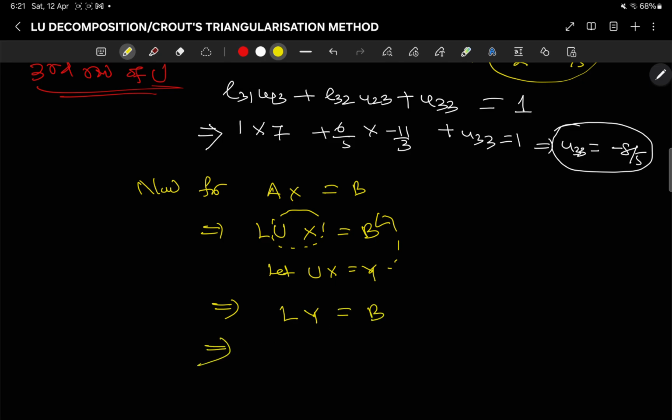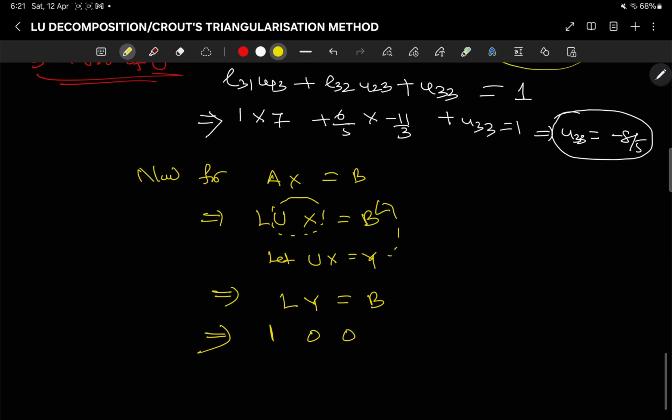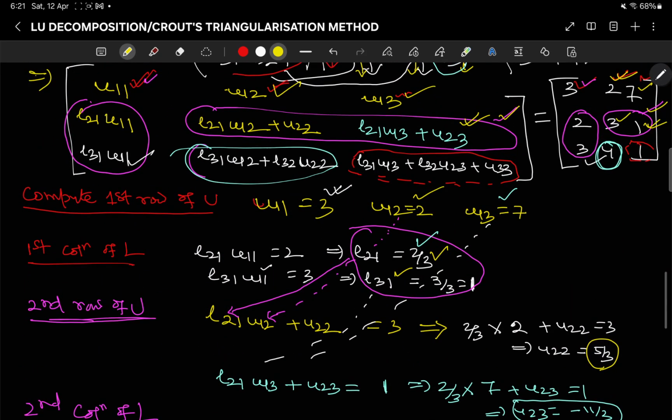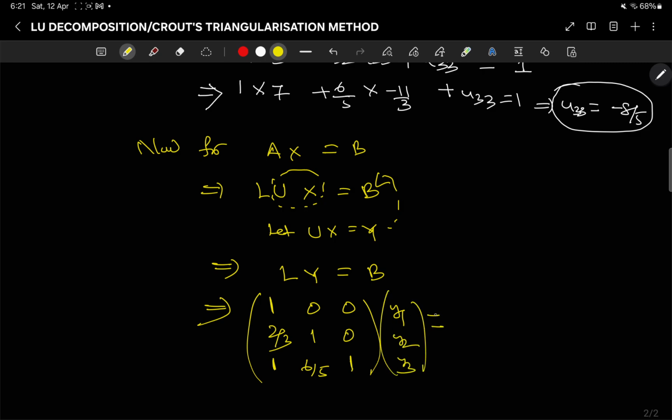So I have my L, I substitute the value of L here, it is 1 0 0. The value of L21 we calculated, 2 by 3. Then it is here 1, it is here 0. Then L31 I write, L32 is my 6 by 5 and it is my 1, and Y is my Y1, Y2, Y3, and what is B given here? B is equal to given here 4 5 7.